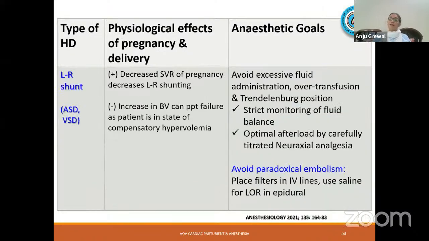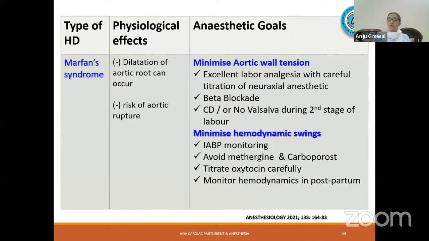A left to right shunt is a kind of shunt that tolerates pregnancy well, especially when you have small ASDs and VSDs and your pulmonary arterial pressures are less than 40. And therefore, you can manage these mothers well with even a neuraxial analgesia or anesthesia. What is important again here is to avoid paradoxical embolism. Air embolism can occur in these patients as well.